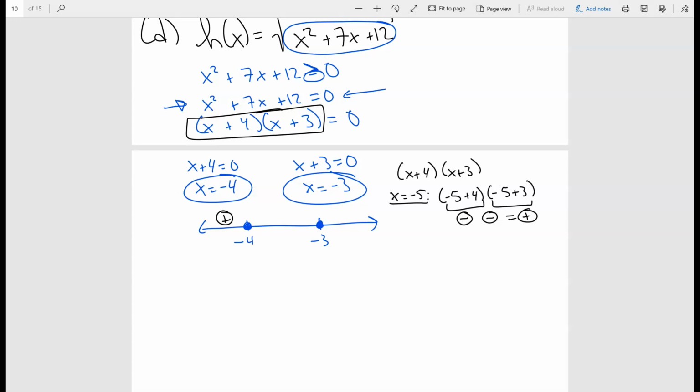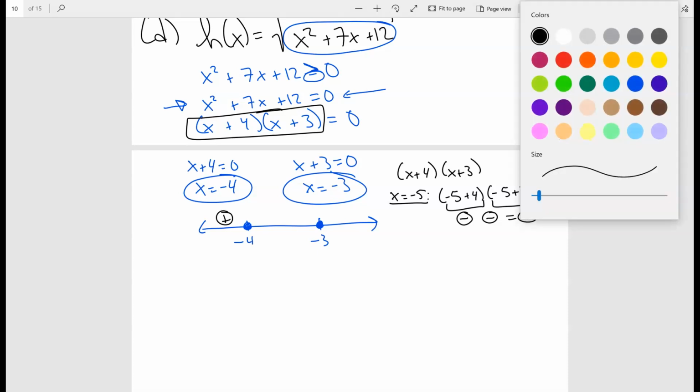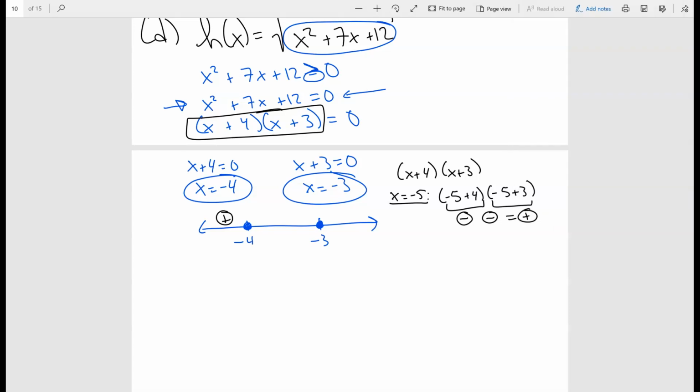Now let's plug in a number that's between negative 4 and negative 3. A good alternative would be maybe negative 3.5. So I'm going to plug in negative 3.5. I'm going to have negative 3.5 plus 4, and negative 3.5 plus 3.